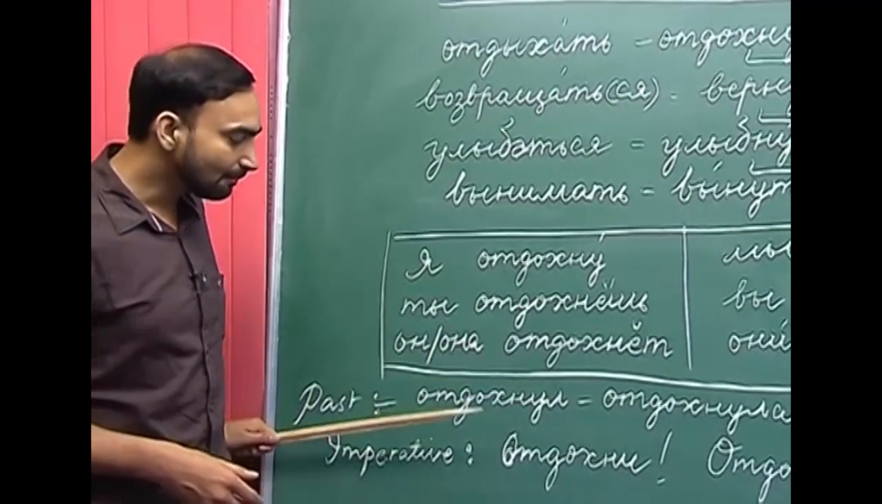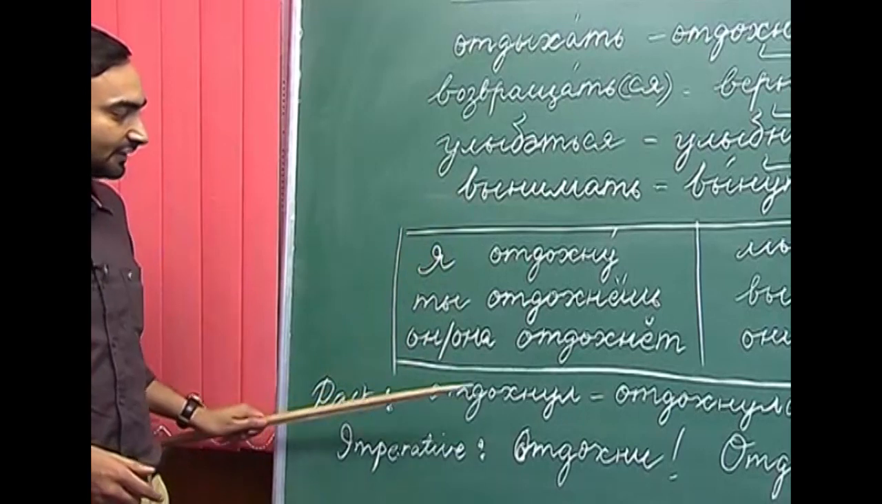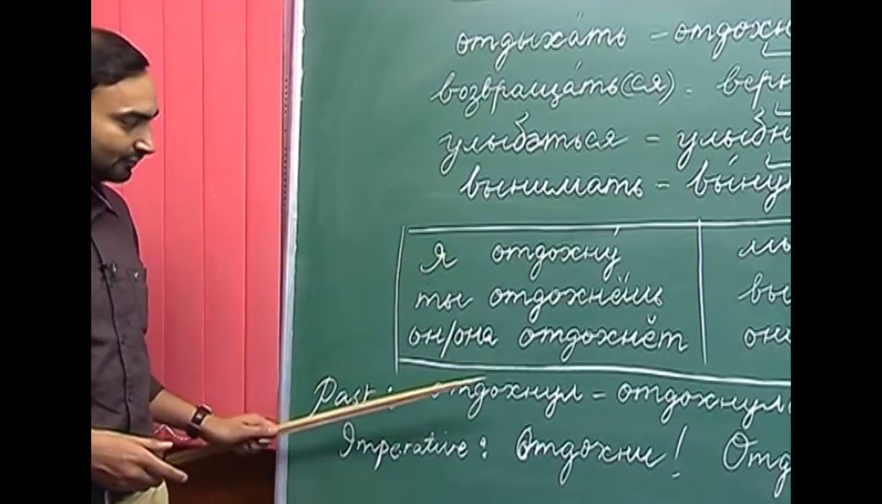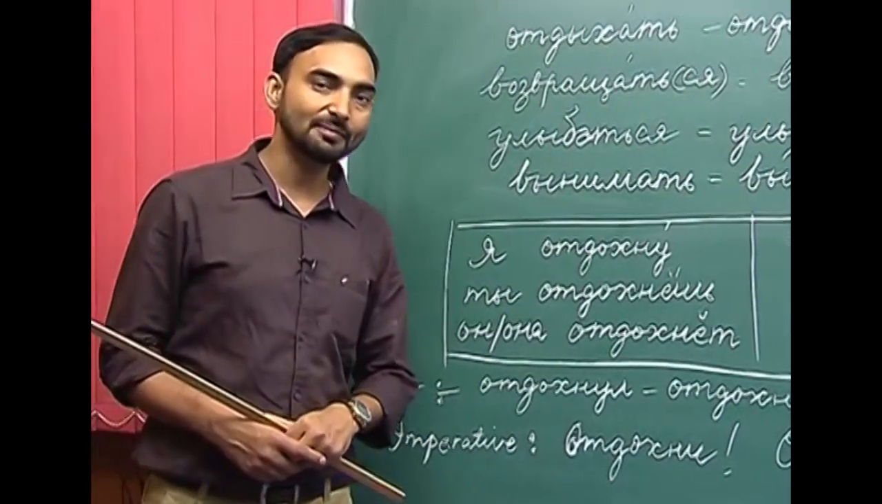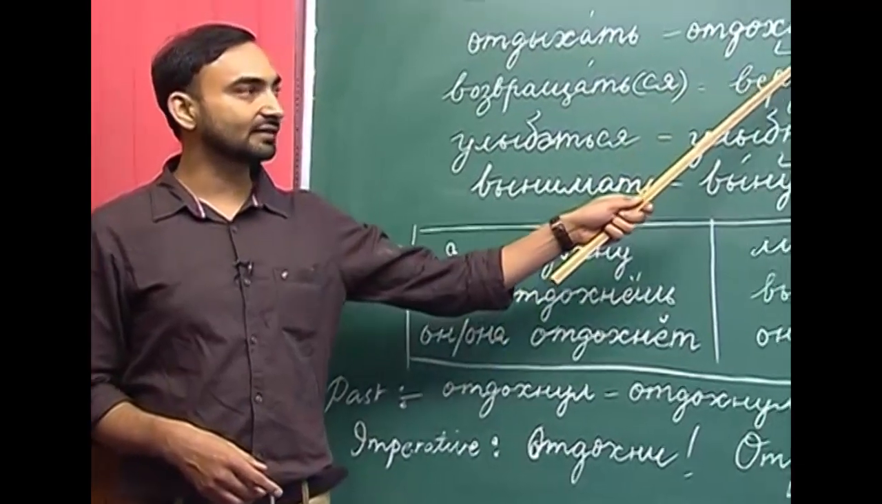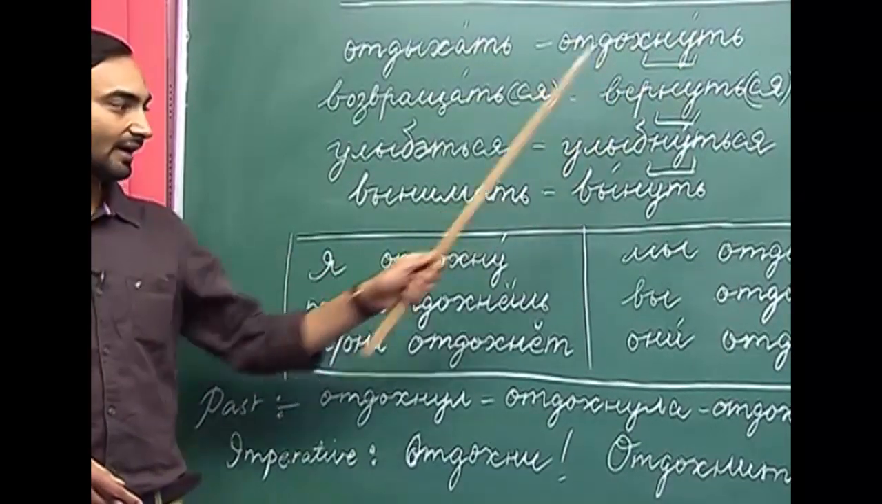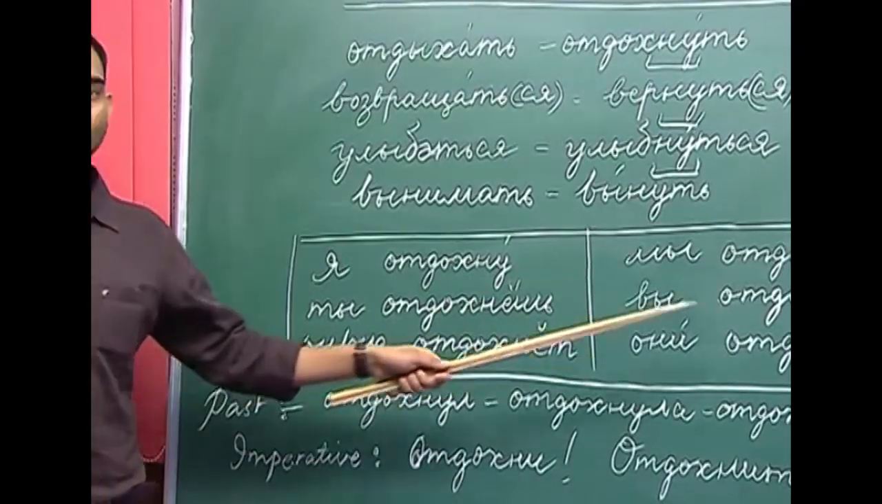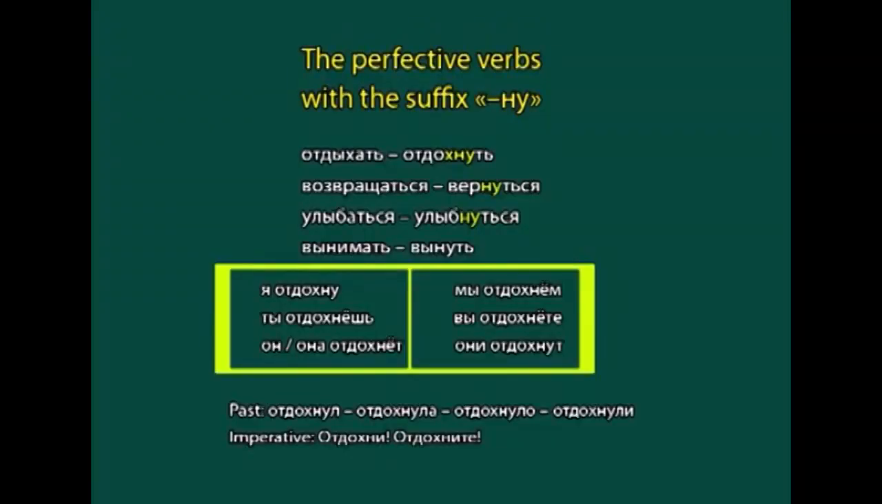Let's come to the past tense of the verb otdokhnut'. How do we make the past tense forms? We just remove the ending, which is the infinitive sign, and add -l, -la, -lo and -li. So, what do we get after removing the infinitive sign and adding la? Otdokhnul, otdokhnula, otdokhnulo with o ending, and otdokhnuli. So, these are the past tense forms of the verb otdokhnut'.